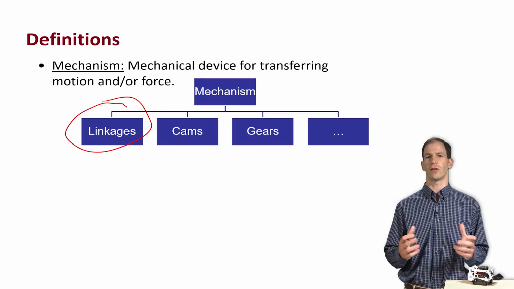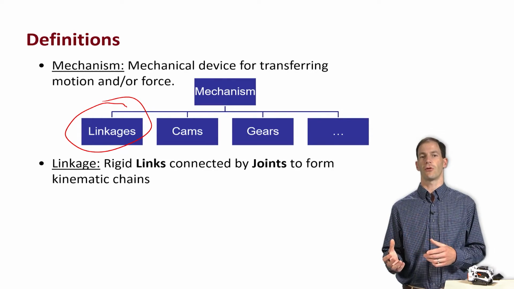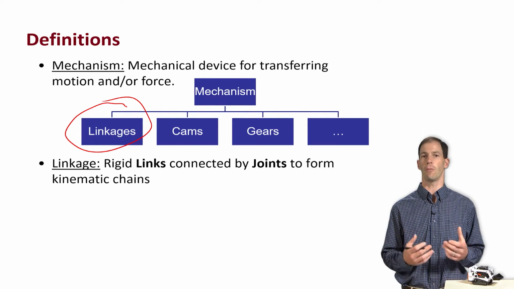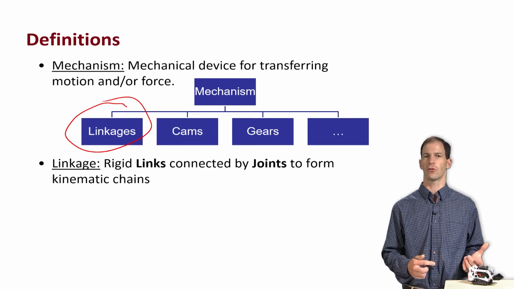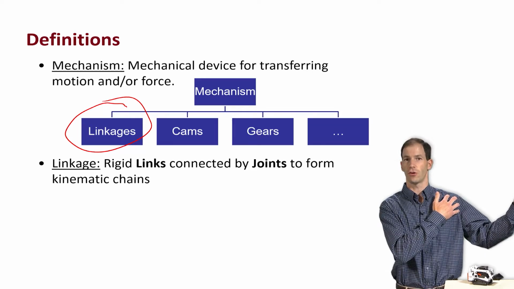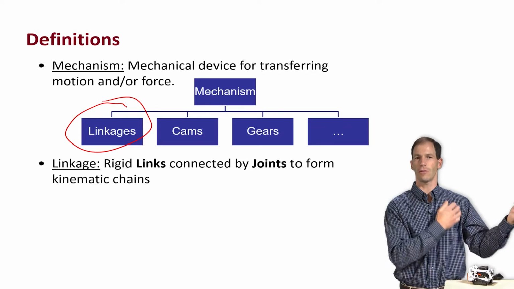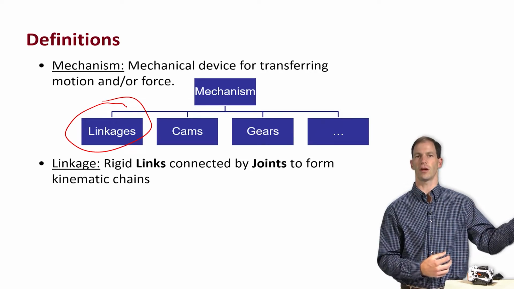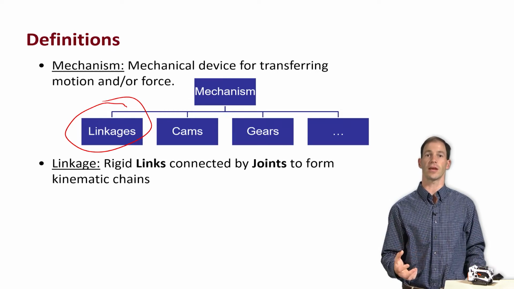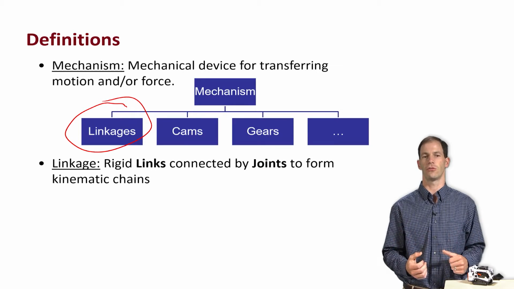Now, what is a linkage? Well, a linkage is simply rigid links connected by joints to form what we call kinematic chains. Now, these kinematic chains can be either open chains or closed chains. So an open chain would be something like my arm here, where I happen to have a shoulder, which is a joint, I have an elbow, which is a joint, a wrist, which is a joint, and all of these form a chain, but this is an open chain because it's not brought back to ground. Now, in other situations, we will have the linkage coming back to ground, in other words, a loop, and that would be considered a closed chain.